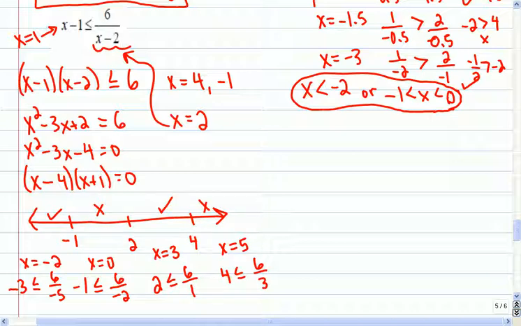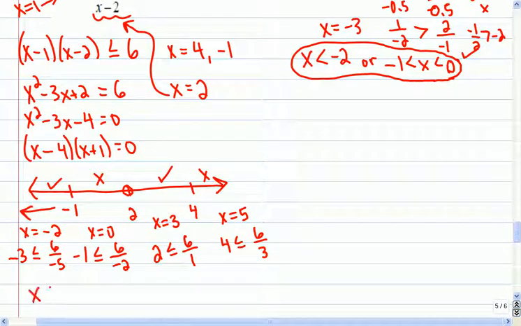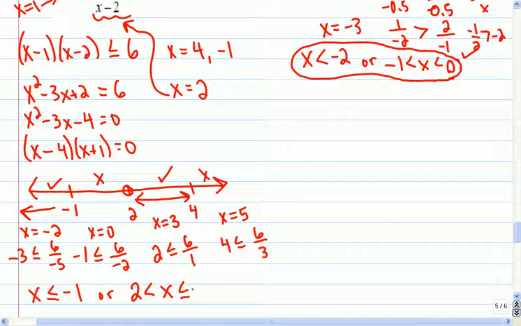So all that's left to do now is to make sure that I don't land on an asymptote. So I'm going to put a circle here and then write my solution, which would be all values less than negative 1, can also be equal to negative 1, or all the values here, which go from 2, but not including 2, otherwise I divide by 0, up to and including 4.